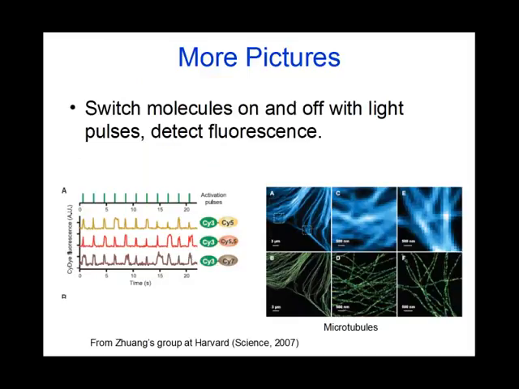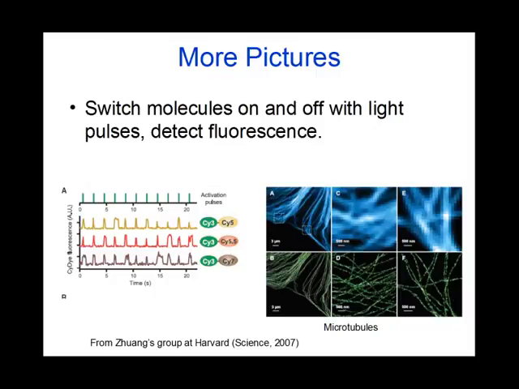Just to show you some more pictures of what is possible when you work at this high resolution, the top row are images of microtubules from Xiaowei Zhuang's group at Harvard, and these were taken with conventional microscopy. These two boxes are zooming in on these two boxes on the left. The bottom row is the same thing, only they've done this reconstruction on the images, imaging them one at a time. And you can see single tubules.